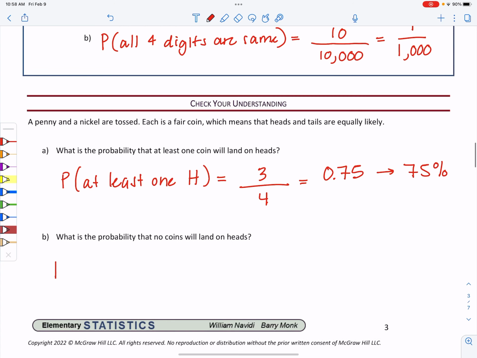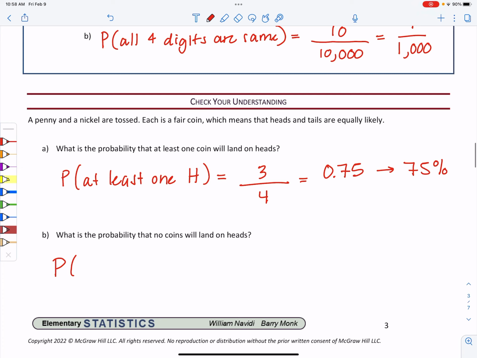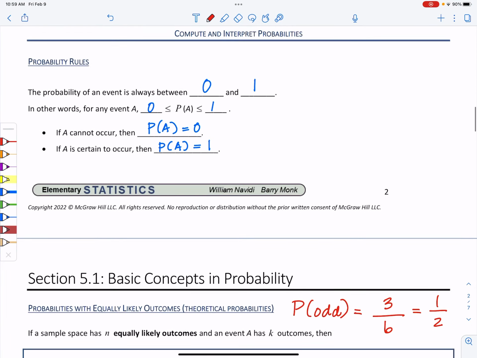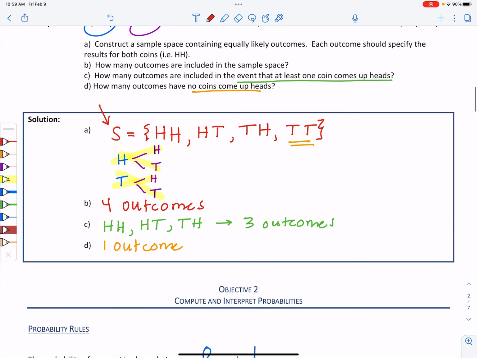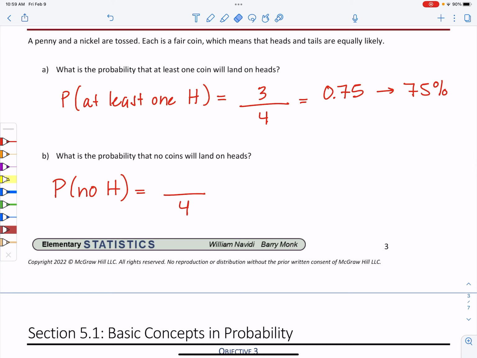All right, what is the probability that no coin will land on heads? Well, again, we already know there's 4 possible outcomes. So we're just going to look back up here at our possibilities. There's only one outcome where no coin comes up heads. And so that would be a probability of 1/4, in decimal form 0.25, or a 25% chance.